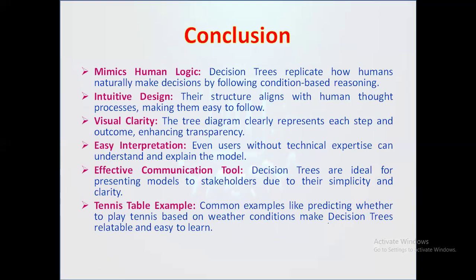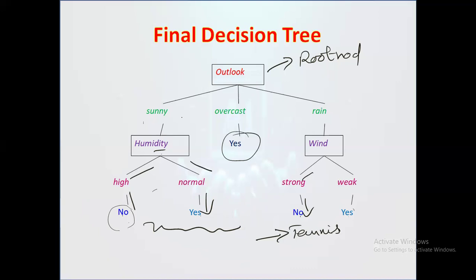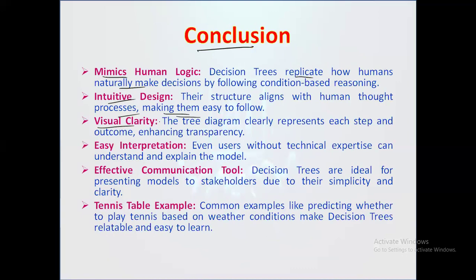Hope everyone understood the concepts of the tennis playing algorithm in terms of decision making. Coming to the conclusion, it mimics human logic. Decision trees replicate how humans naturally make decisions by following condition-based reasoning. It is an intuitive design, as the structure aligns with human thought processes, making them easy to follow. And visual clarity: based on this tree we can say what the output should be.